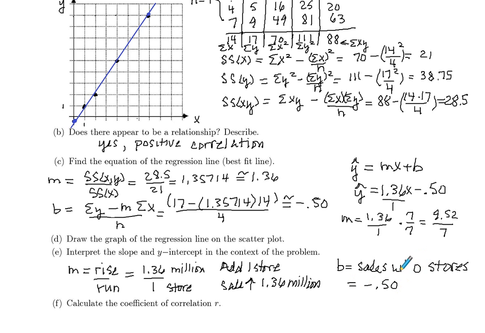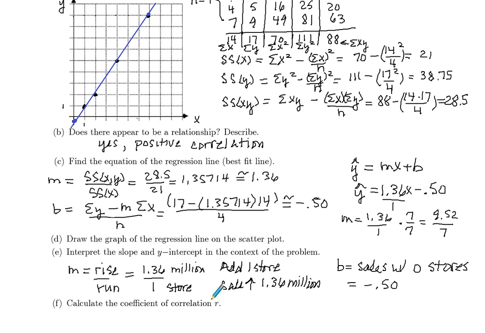In this problem, it doesn't make sense that your sales would be negative, because if you have 0 stores, you're going to have 0 sales. But it would make sense that your profit would be negative, because if you had 0 stores, you could still have business expenses that weren't related to your stores. So you could have a loss.